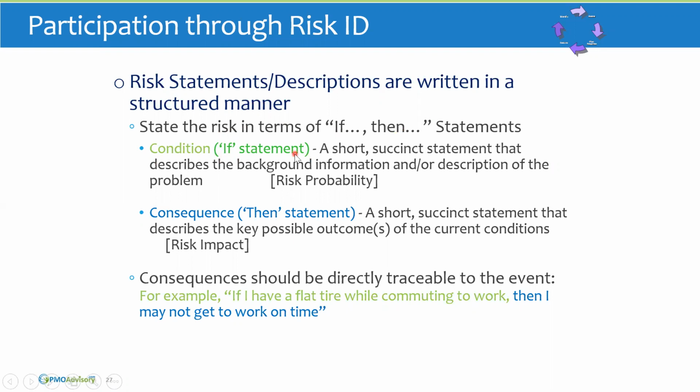The if part of our statement, our conditional, is a short, succinct statement that describes the background information or description of the problem. So this details our risk probability. The then part of this statement details our risk impact. And this talks about possible outcomes of the current conditions should this risk event occur. So consequences should be directly traceable to the event. For example, if I have a flat tire when commuting to work, then I may not get to work on time.